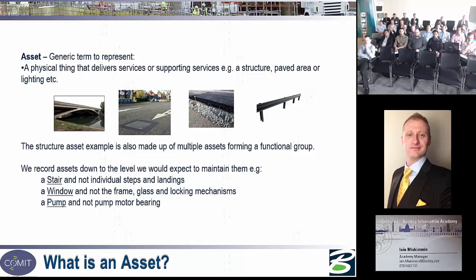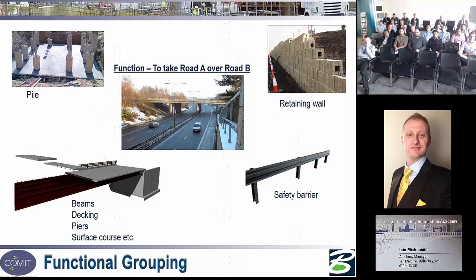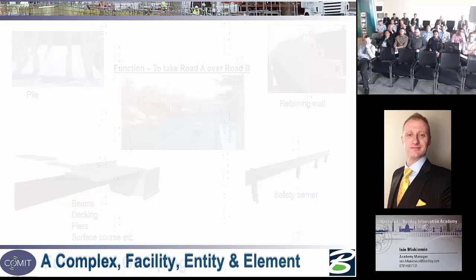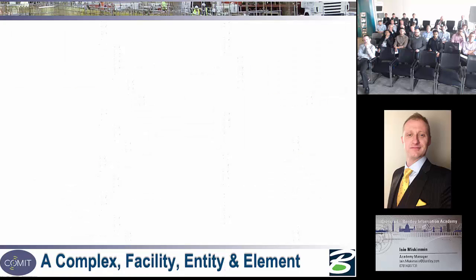The bridge example is a functional grouping. It has a function. The bridge takes road A over road B. It is an asset in its own right, but it has lots of assets inside it. It has piles, they're individual assets, beams, deckings, piers, surface courses, retaining walls, safety barriers, all individual assets, but they come together to make up that functional grouping. And we need to identify all these assets wherever we are. So we put it into a hierarchy.